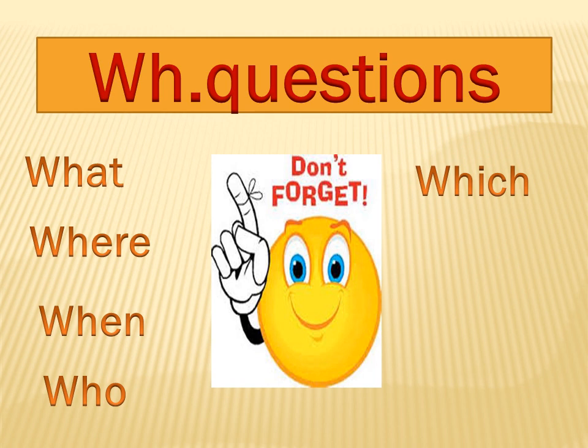Which? We use which to ask about one person or thing in a group. And we use why to ask about the reason. How? We use how to ask about the way someone does something.